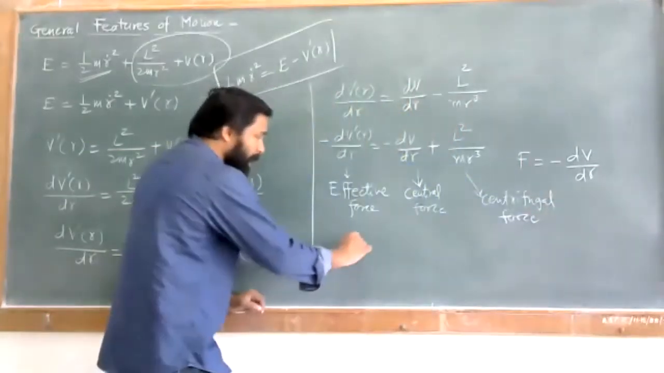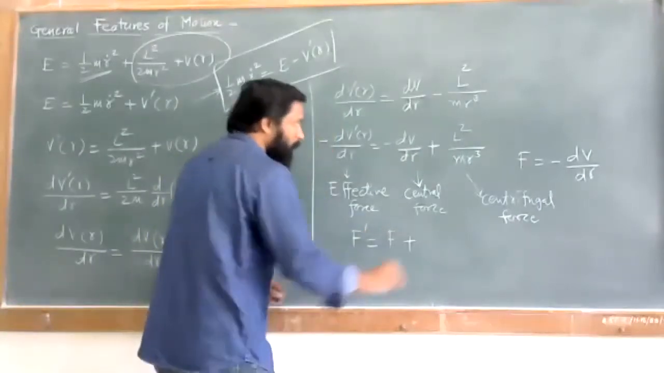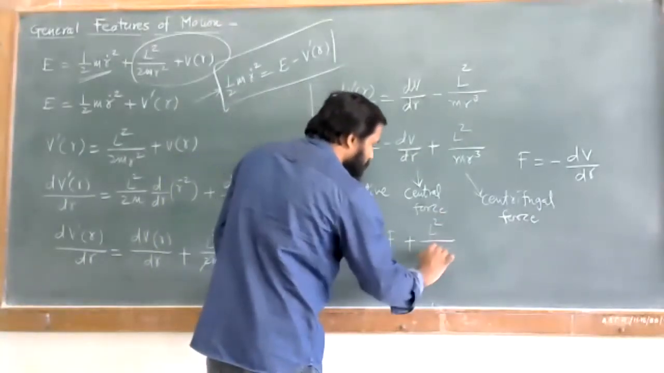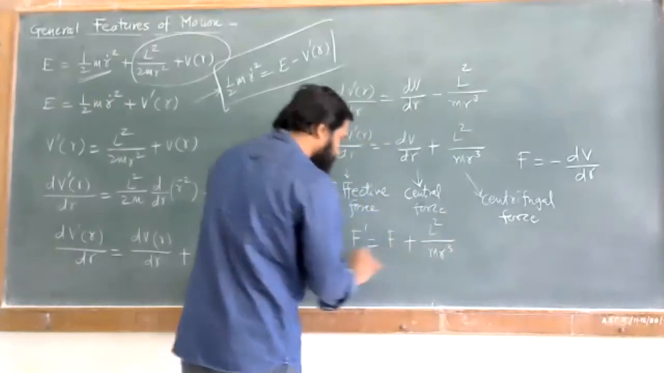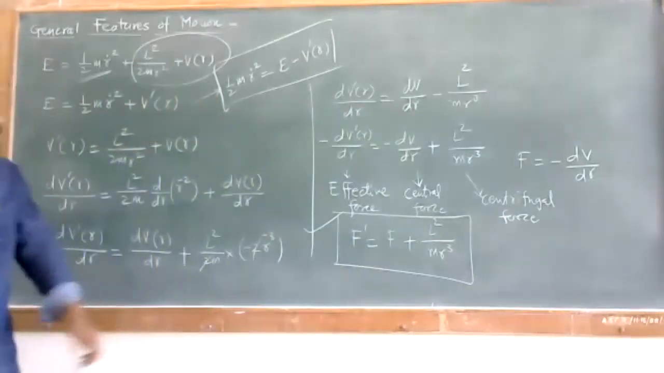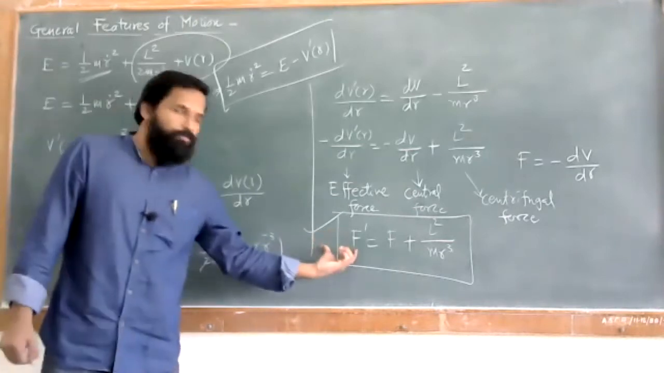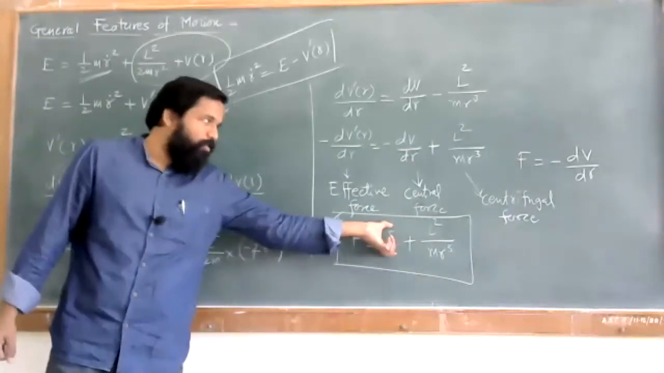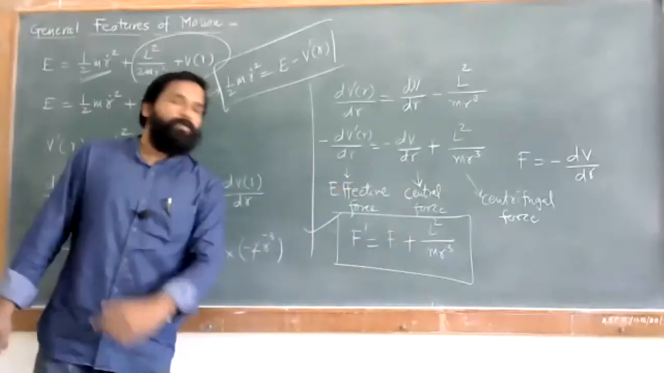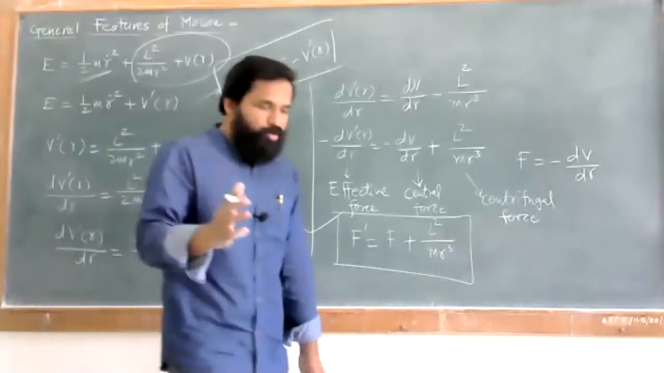Okay, so how can I write this? I can write this as f dash is equal to f plus L square upon mr cube. So you can have these terms, and we can remember these conditions. We can have an effective potential and we can have an effective force. So effective force is a combination of your central force plus your centrifugal force. That is required in order to have a motion.